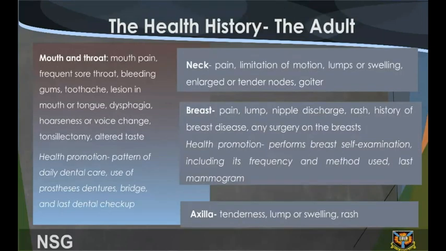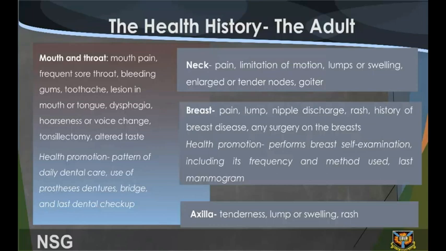Mouth and throat: mouth pain, frequent sore throat, bleeding gums, toothache, lesion in mouth or tongue, dysphagia, hoarseness or voice change, tonsillectomy, altered taste. Health promotion: pattern of daily dental care, use of prosthesis (dentures, bridge), and last dental checkup.